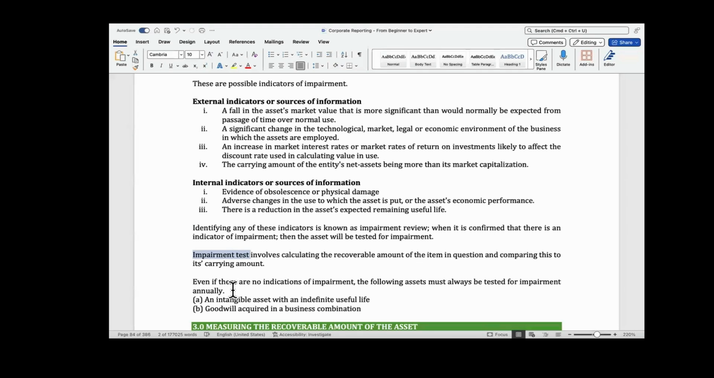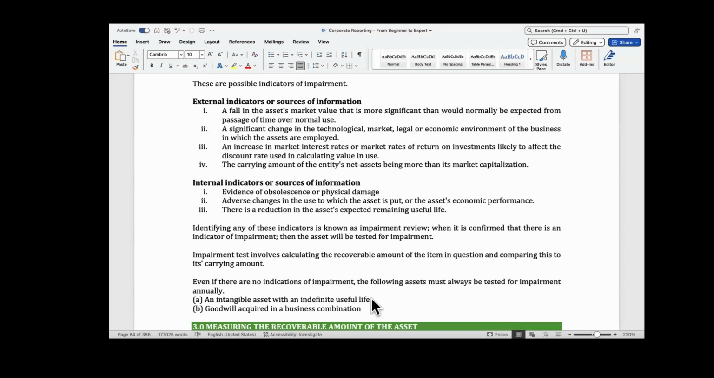However, you see, when it comes to impairment tests, it's not something you will do annually. It could be every 2 years, it could be every 3 years, depending on indicators, right? But there are certain assets that you have to test for impairment annually. And one of those assets is an intangible asset with an indefinite useful life. When you have an intangible asset that has an indefinite useful life, then that has to be tested for impairment annually.